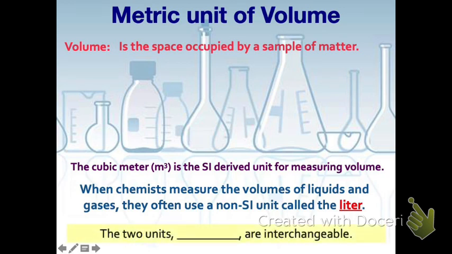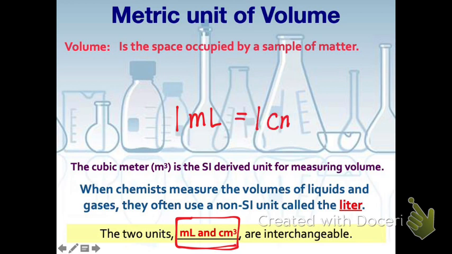There are two smaller volume units that I need you to know: milliliters and centimeters cubed. These two units mean the exact same thing. So 1 milliliter is equal to 1 centimeter cubed. Cubic units like centimeters cubed and meters cubed are found using the volume equation for a cube: length times width times height. So if that cube is measured in meters, it would be meters times meters times meters, which is meters cubed.